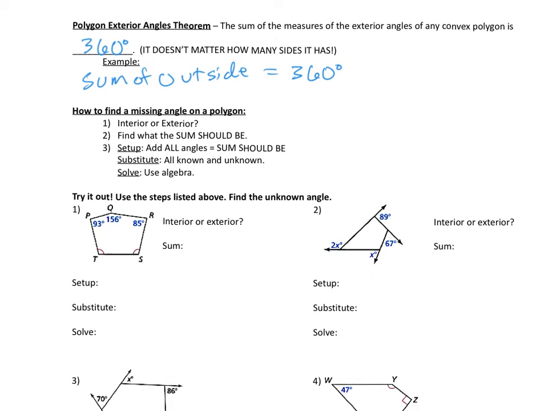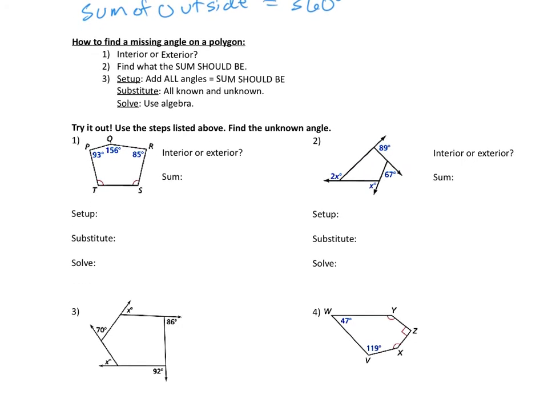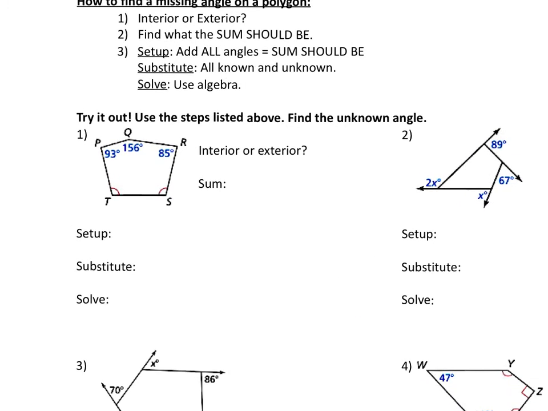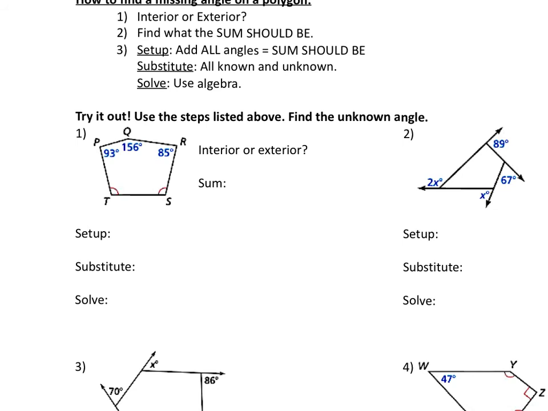Okay, how to find a missing angle on a polygon. First, we want to see if it's interior or exterior. Next, we want to find out what the sum should be. Number 3, we want to set up, substitute, and solve. So let's try out some of this. Let's look at number 1. Try it out. Use the steps listed above.